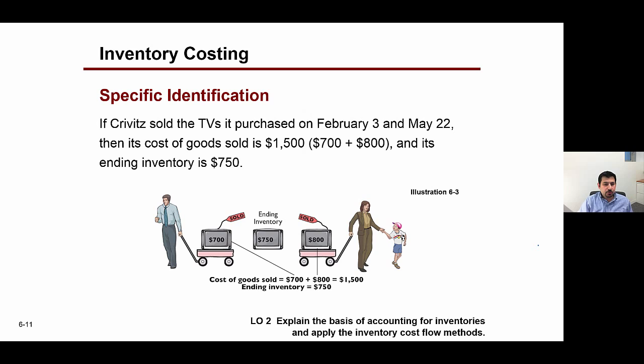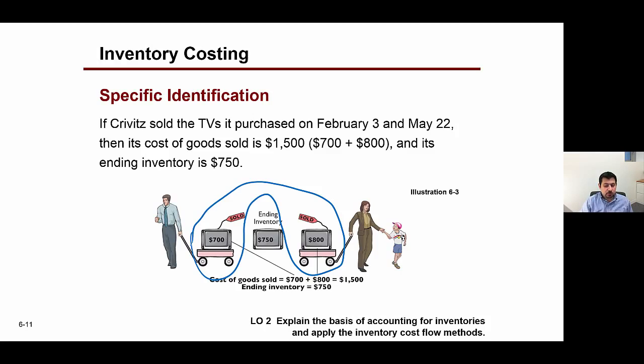Now, if we are using the specific identification, this is efficient when you have high value items. At this point, you look at the serial number of the TV and you know exactly how much it cost you to acquire that TV. So let's say that using the specific identification, you looked at the serial numbers and you know that TV 1 and TV 3 were sold.